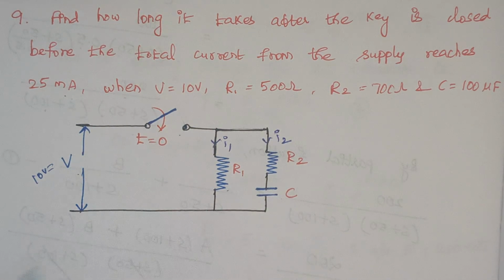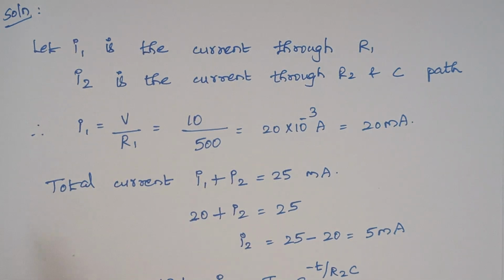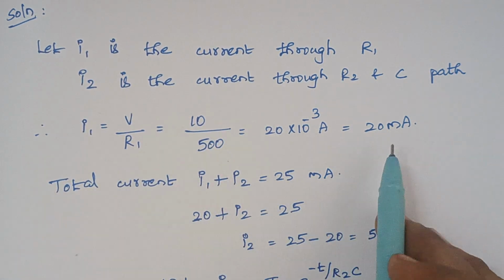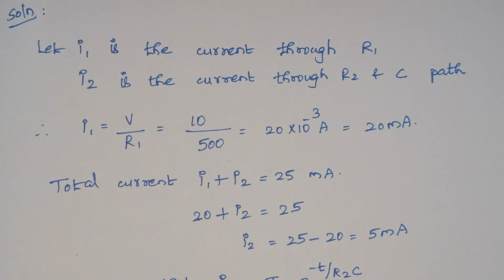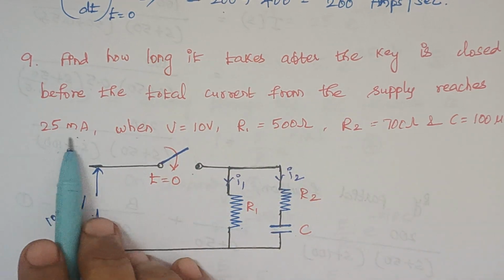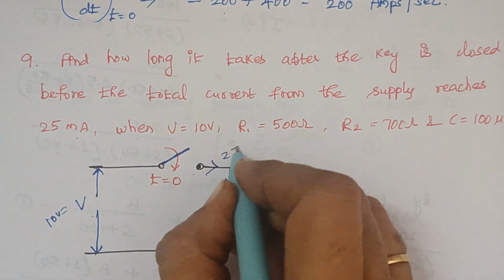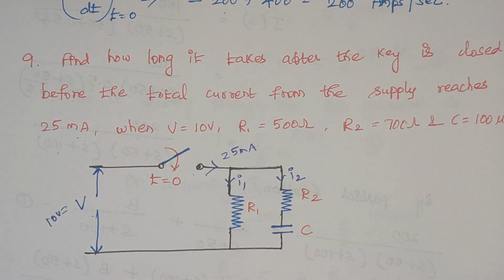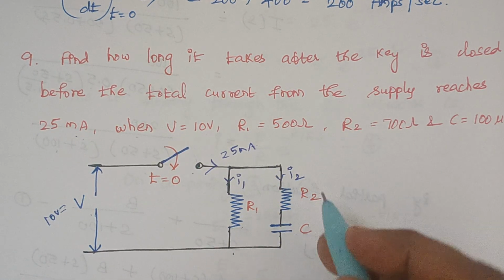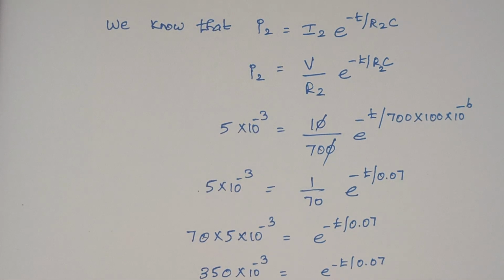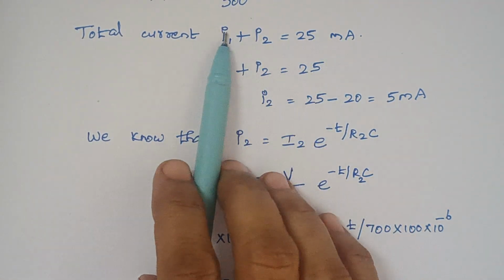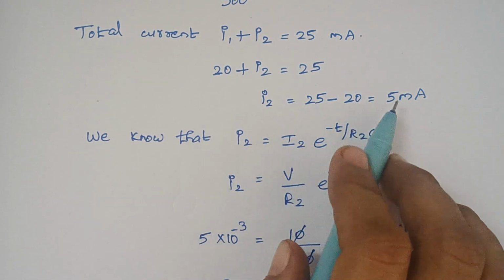So I1 is given by V by R1. So here I1 is V by R1, V is 10 and R1 is 500. So just substitute the values and the value of I1 is 20 milliamps, right? So again when you look back at the problem, the total current from the supply is 25 milliamps and the value of I1 is 20 milliamps. Therefore then what about the value of I2? This will be equal to 5 milliamps, right? You see the total current is 25 milliamps, I1 is 20, therefore I2 is 25 minus 20 which is 5 milliamps.